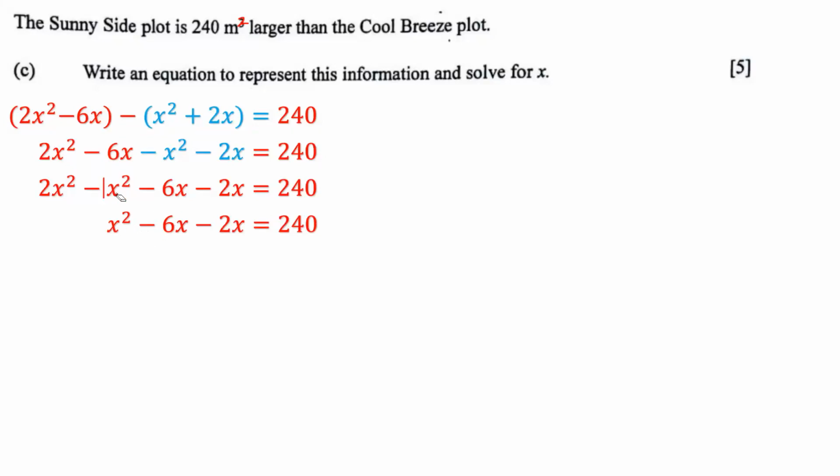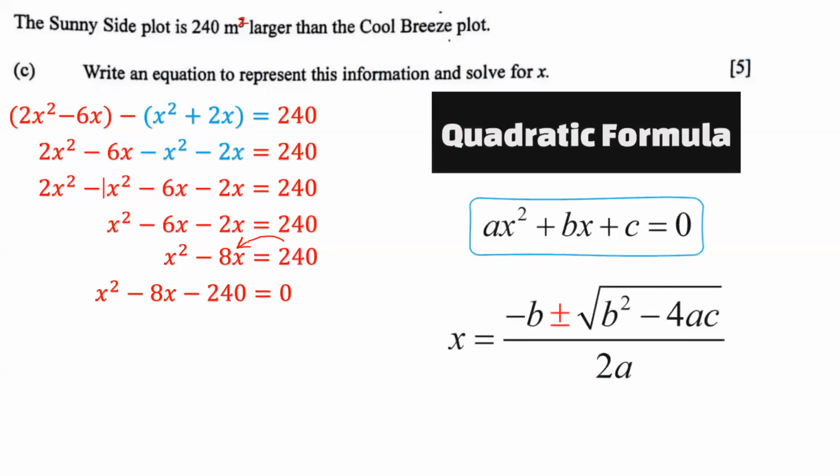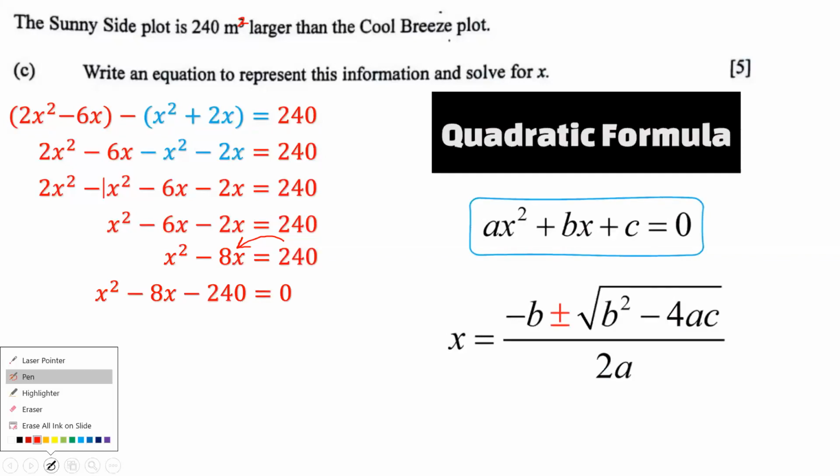Now, after we already do this side, let's do the 6x minus 2x. So what is negative 6x minus 2x? That's going to be negative 8x. Now we want to set this up so that we can be ready for the application of the quadratic formula. So I'm going to send the 240 over the equal sign. And so now we have x squared minus 8x minus 240 equals 0. The reason why I do it is because I want to set it up for the quadratic formula. So that's why we send the 240 over.